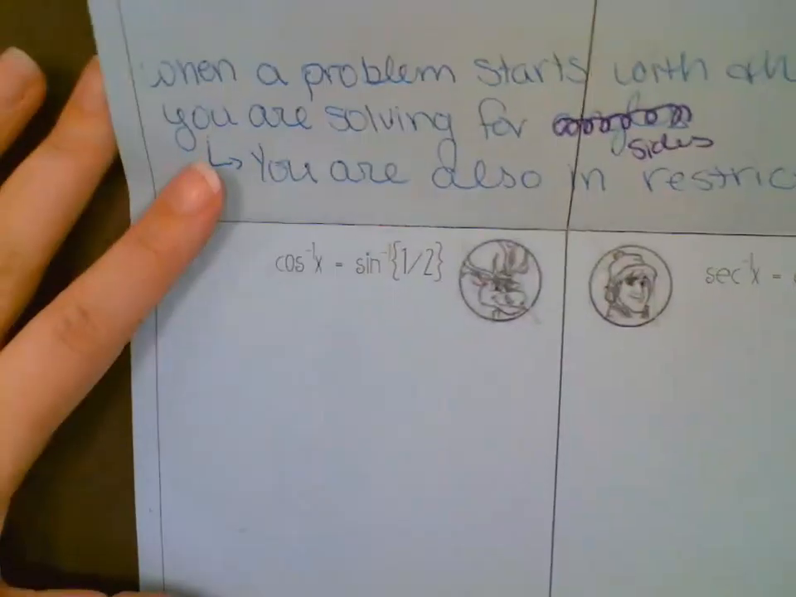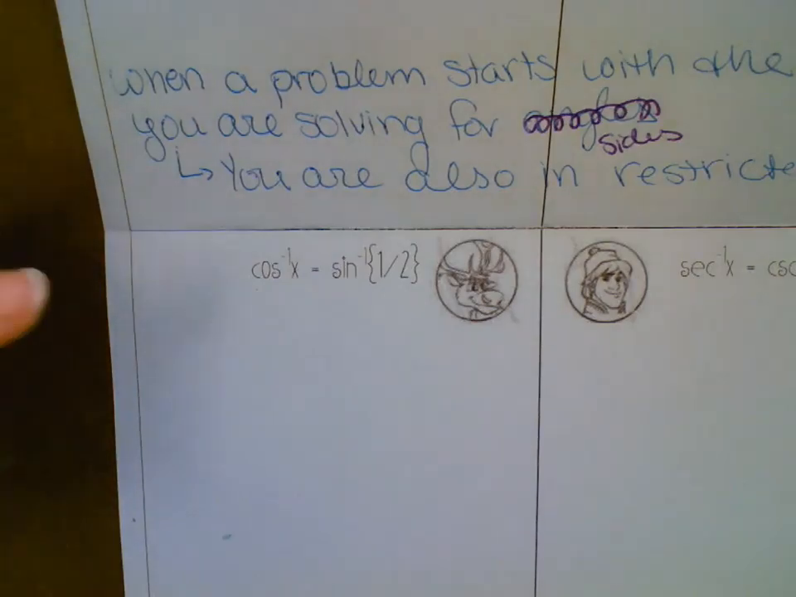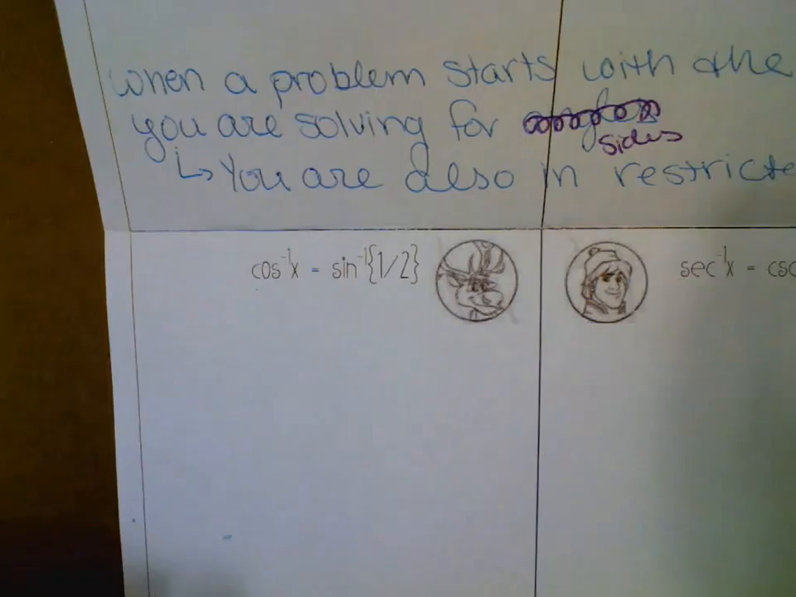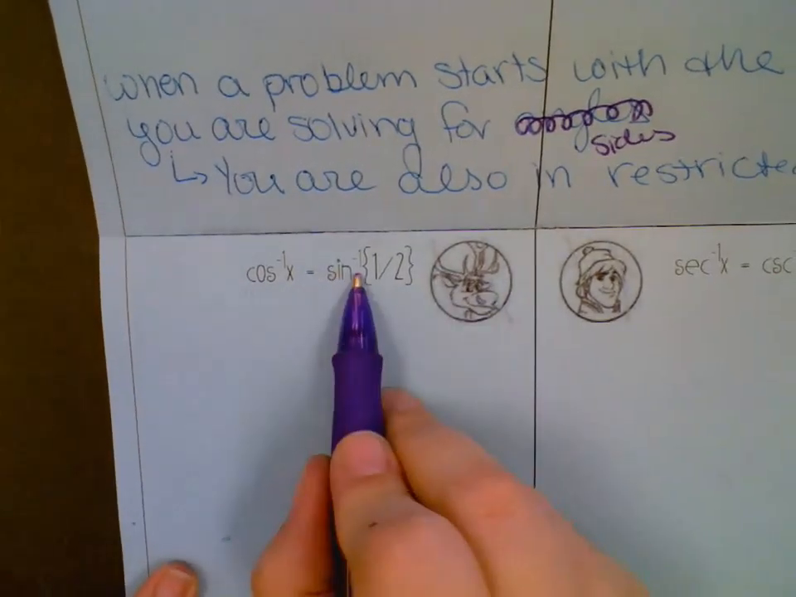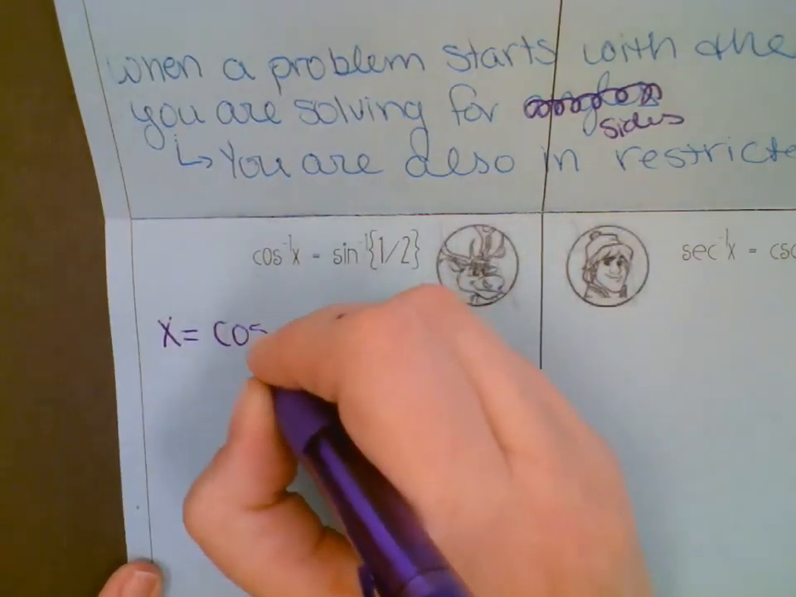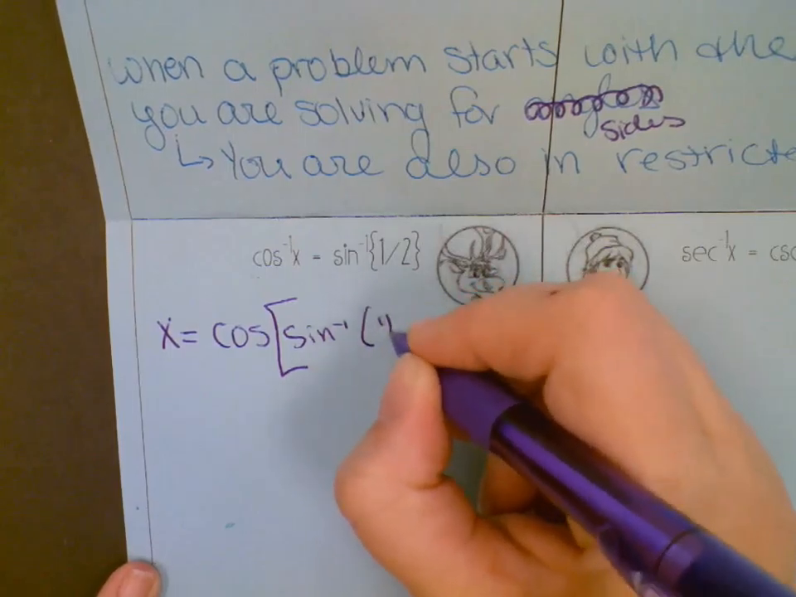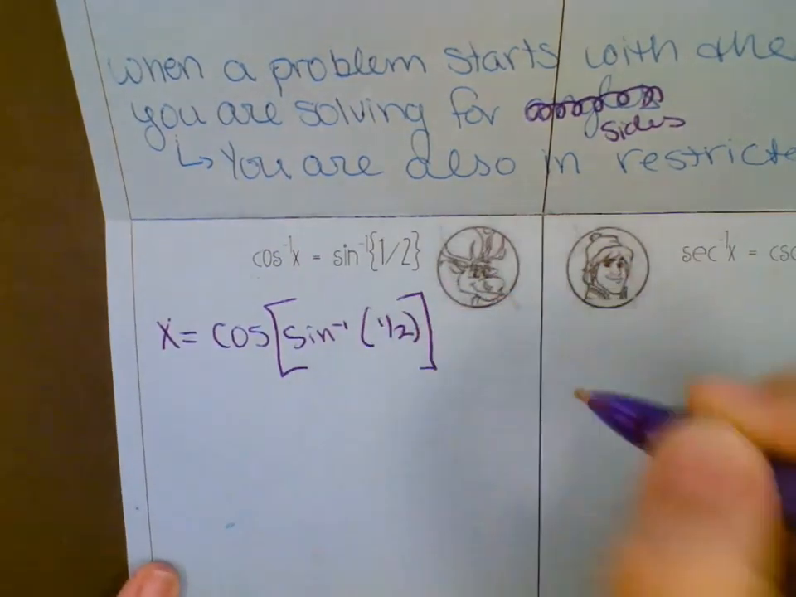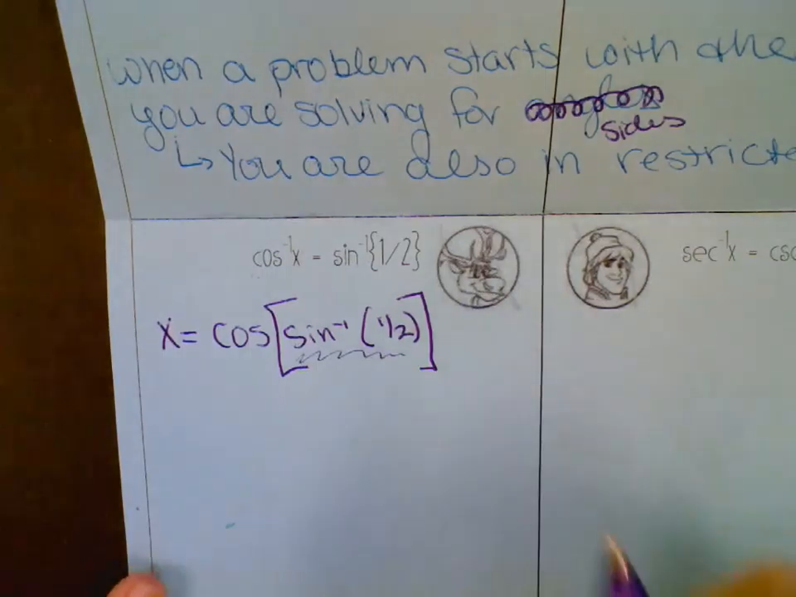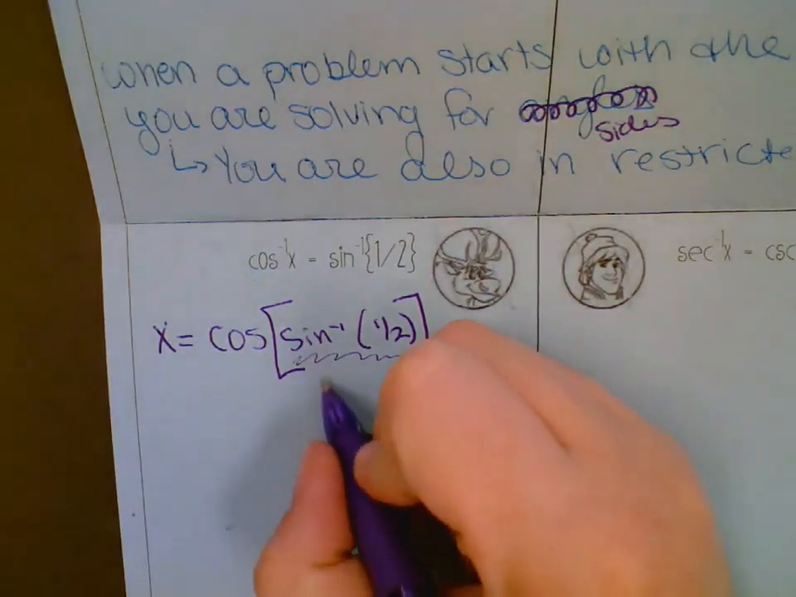These ones are a little more complex. It's kind of like the ones that we did in 6.1, where you had like 2 things and you had to draw the triangle for the inside and then take the cosine of the outside. So if we took the cosine of both sides to get the x by itself, we would have that x equals the cosine of the sine inverse of 1/2. So like I just said, we're going to draw the picture for this part and then take the cosine of that answer. Okay, so we're going to draw a triangle.